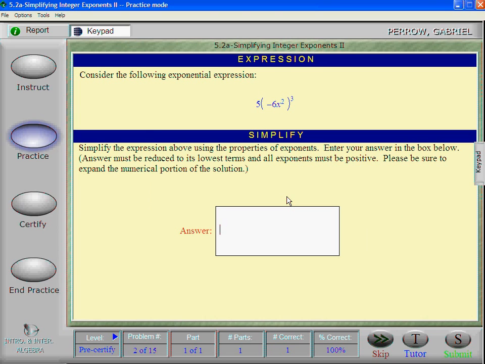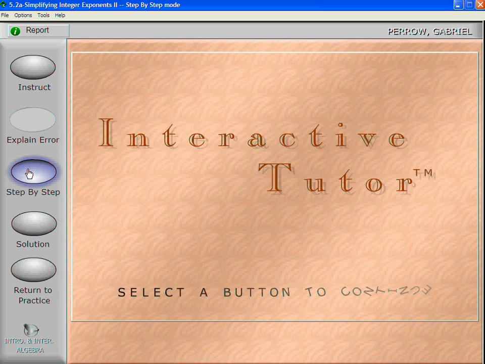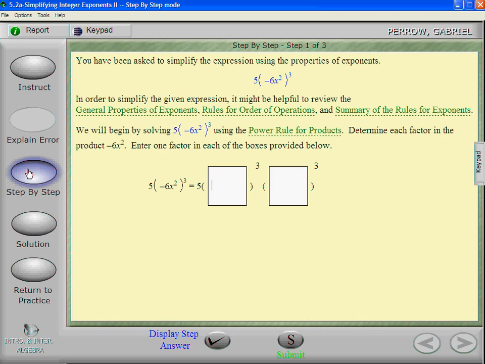Okay, now here's something like I was talking about. You have 5 on the outside, which we'll deal with second. But first we need to say, what does this third power do to this negative 6x squared on the inside? Well, what it does is it raises negative 6 to the third power and x squared to the third power. I think what I'll do is go through the tutor mode, because once we get into a lot of steps, you really need to see it instead of me just talking through the whole thing.